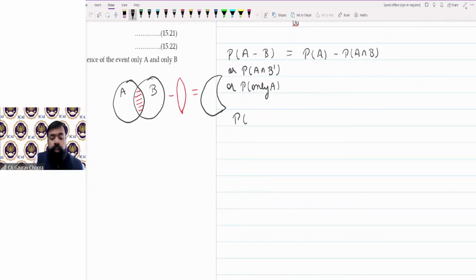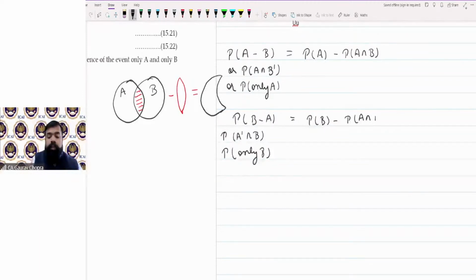Now, if the question is asking about B minus A, so this time we require only B. So A dash intersection B, or you can write P only B. So the formula will be probability of B minus probability of A intersection B. So from B, we have to subtract the common portion. All right. So this will become very easy to understand.